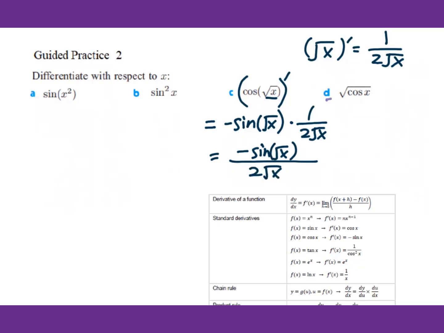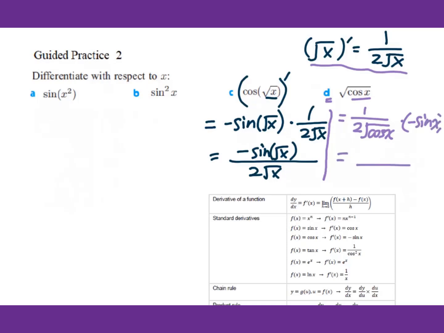For this d, you have to use the power rule first. Still use this formula. You will get 1 over 2 square root of cosine x. Then you do the derivative of cosine x, that's negative sine x. Therefore, the final answer will be negative sine x over 2 square root of cosine x.